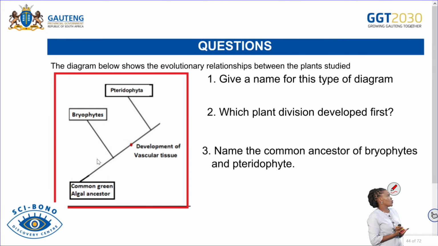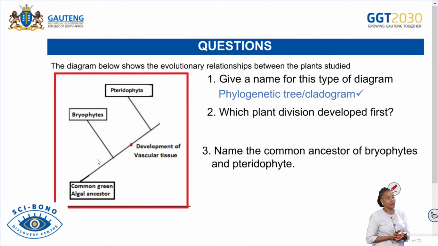The diagram below shows the evolutionary relationships between plants studied. We are given this diagram, and it has the common green algal ancestor, which gave rise to the Bryophytes as well as the Pteridophytes, and then there is development of vascular tissues. Now let's check our questions. Question number 1, give a name for this type of diagram. What do we call this diagram? Remember, we said it is a phylogenetic tree, or the cladogram.